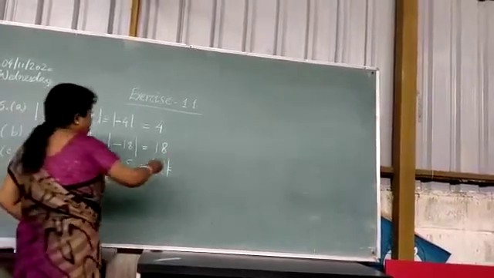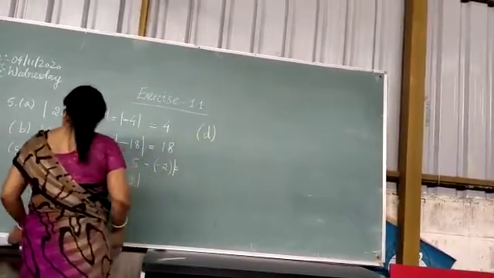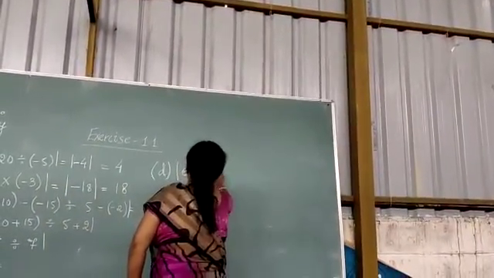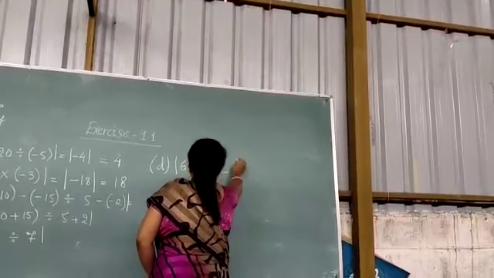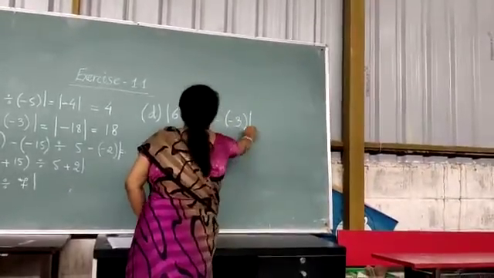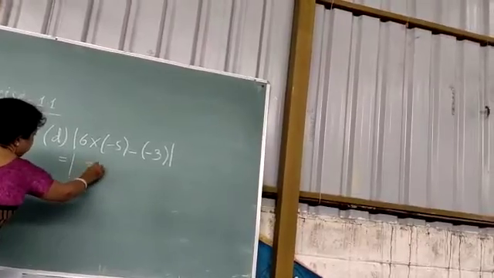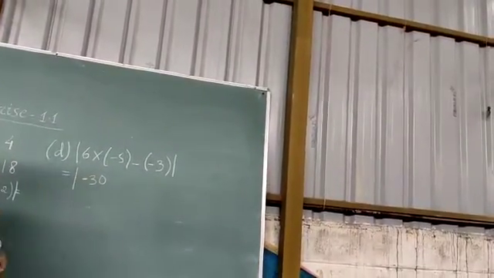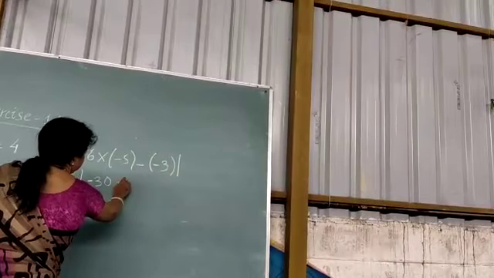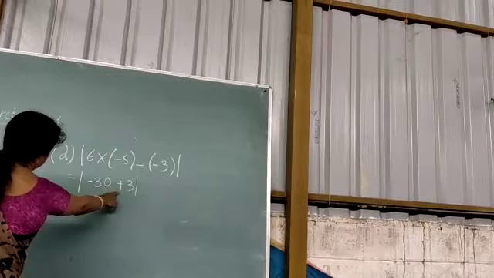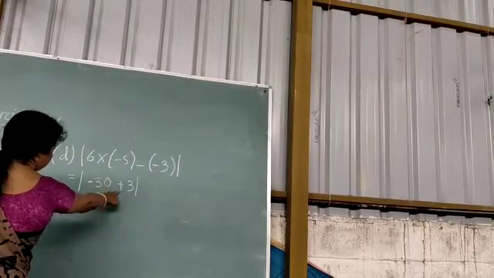Next, we come to number D. What is given there in number D? Number D is 6 into minus 5 minus 3. Right? Again, the similar way we will solve. 6 5s are how much? 6 5s are 30. So 30, and what sign is there? Minus. Right? And then minus and minus will become plus 3.